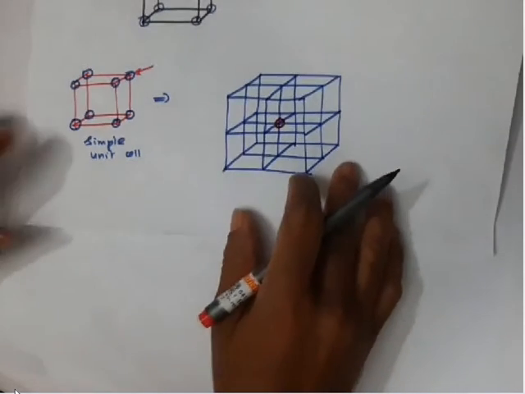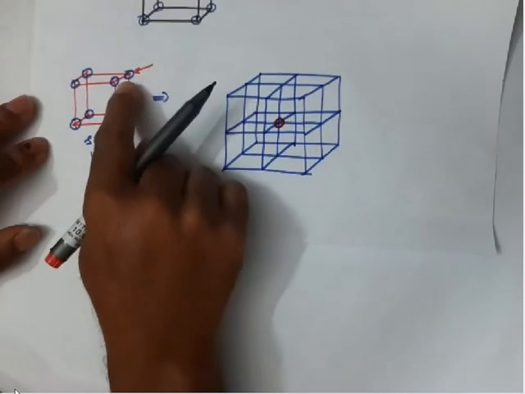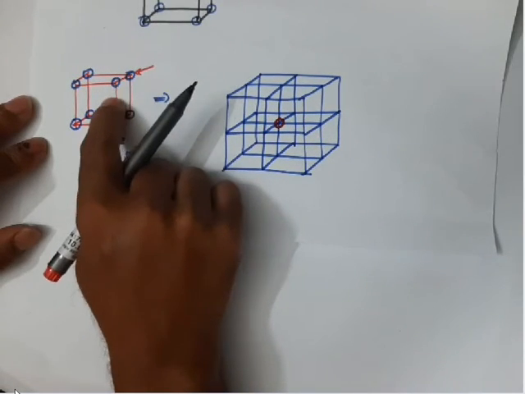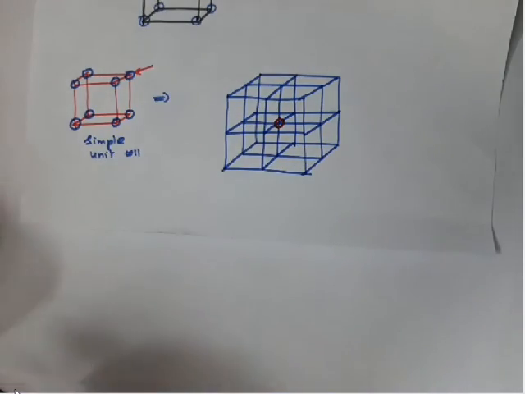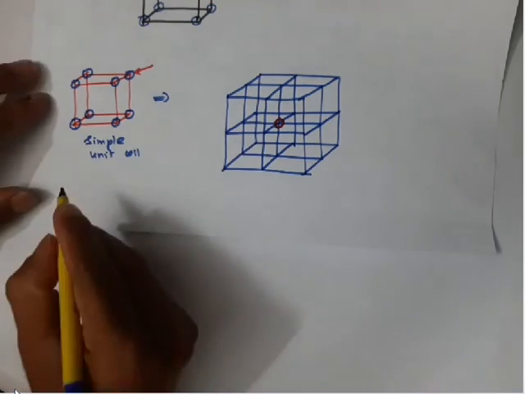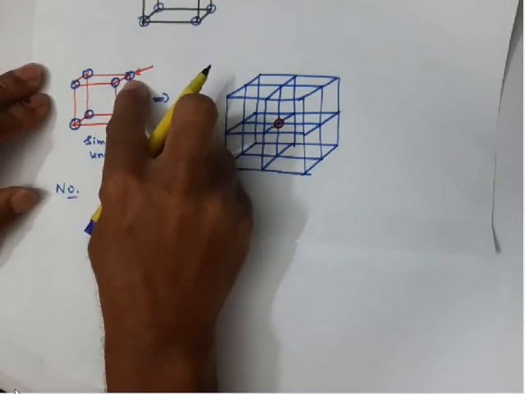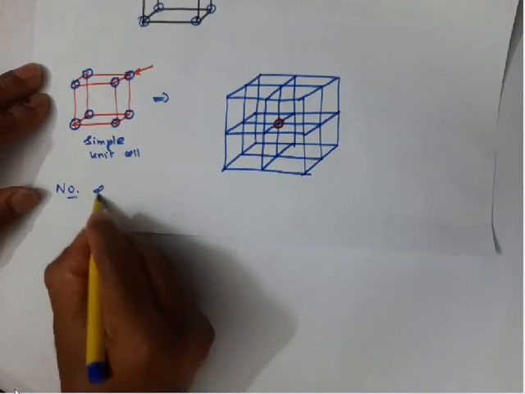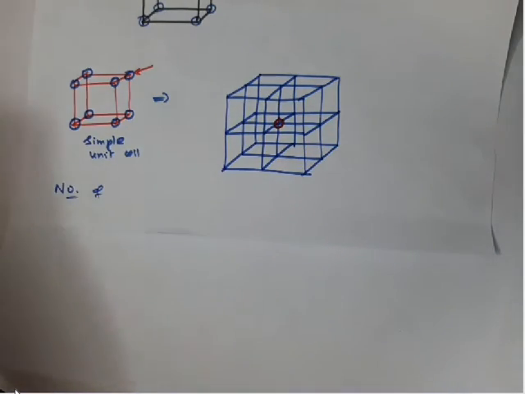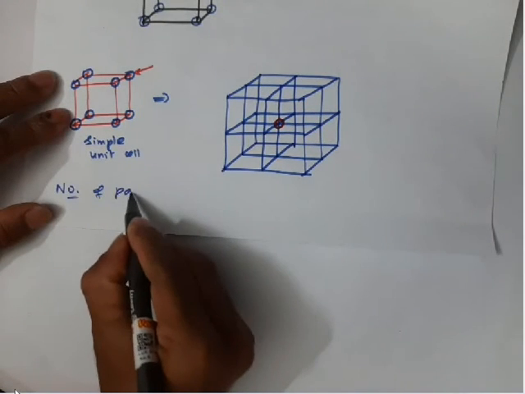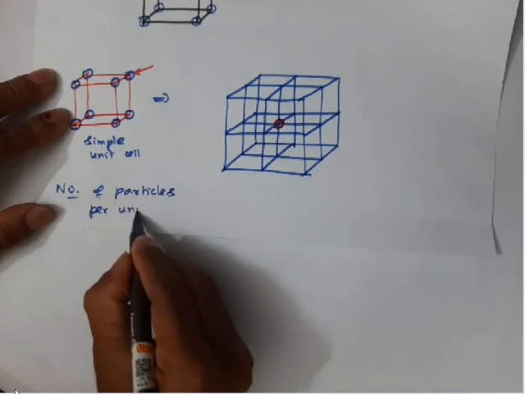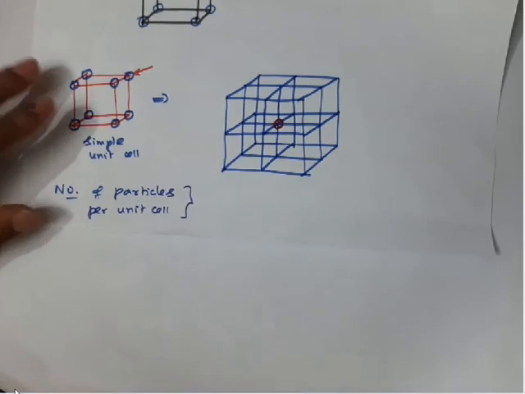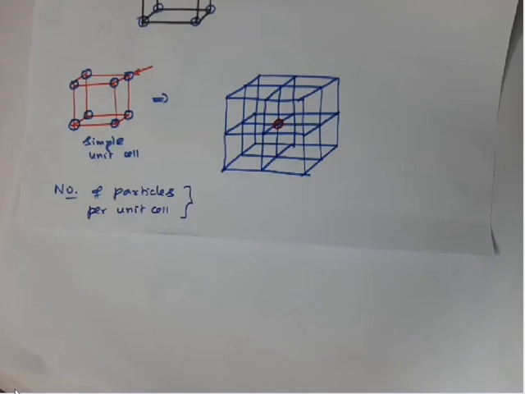So here in primitive unit cell, listen, this particle does not belong to only this unit cell. It actually belongs to 8 unit cells. Therefore, number of particles, assume that these are all atoms just for understanding purpose, let me write here, number of particles per unit cell. Per unit cell, how much? Remember, each particle is shared by 8 unit cells actually.